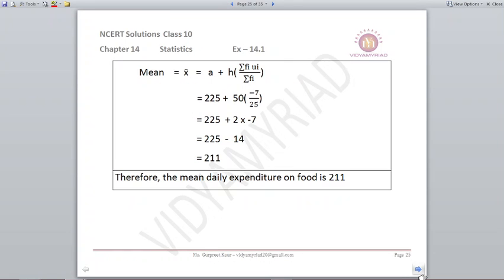Now we will put these answers in the formula. We have taken assumed mean as 225, which was a middle value. h, or the class size, is 50. Sigma fi ui came as minus 7 and sigma fi came as 25. On solving, our mean daily expenditure on food came at 211.